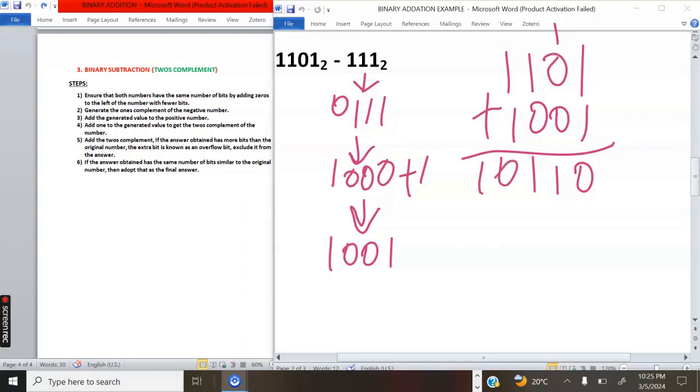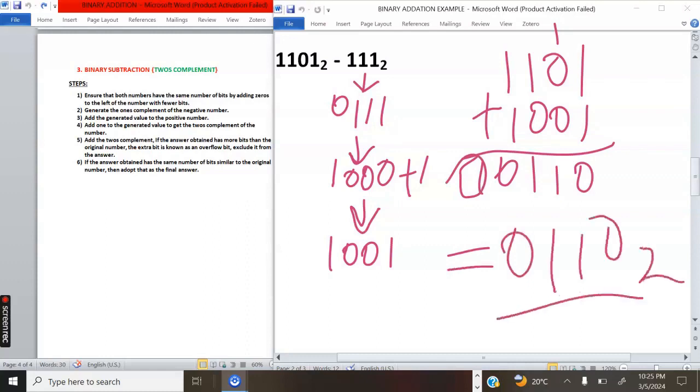So we have an overflow. For the overflow, the rules are very clear. We exclude it. You need to exclude it from the working. So I will exclude this one. Therefore, my answer will be 0, 1, 1, 0 base 2. So this is the answer.